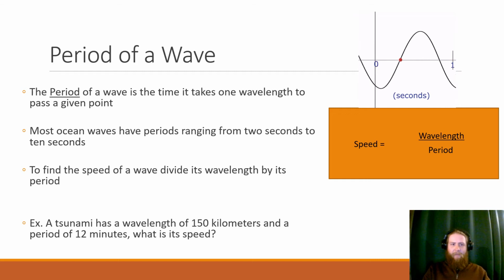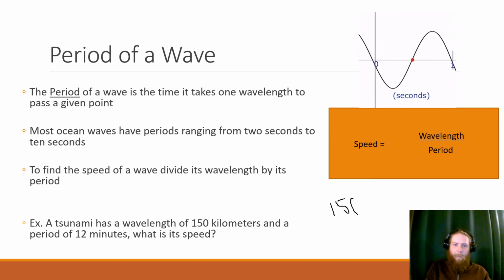The period of a wave. The period of a wave is the time it takes one wave to pass a given point. In this image here on the right, this is a wavelength with a period of 1 second. For that wave to go all the way up and down, it takes 1 second. Most ocean waves have a period ranging from 2 seconds to 10 seconds. And to find the speed of a wave, we can divide its wavelength by its period. So if we wanted to find, in this example here, the speed of a tsunami that had a wavelength of 150 kilometers, the wavelength goes on top.